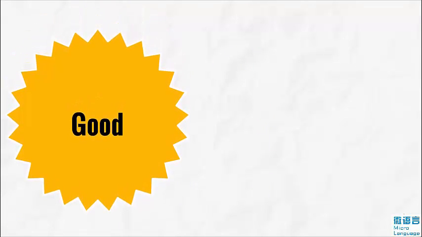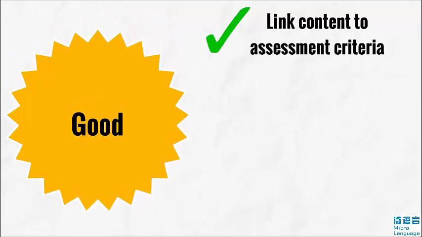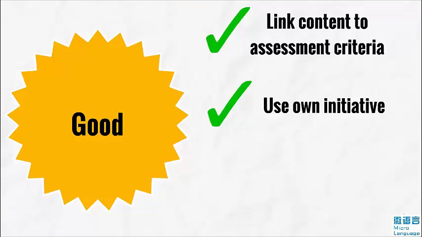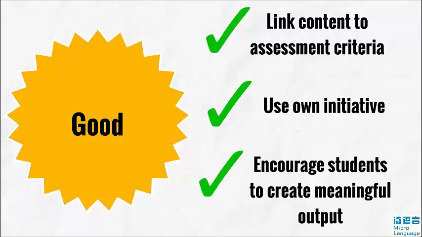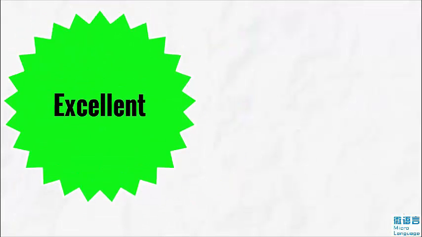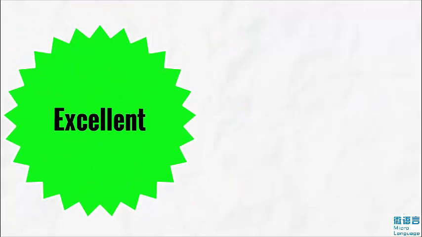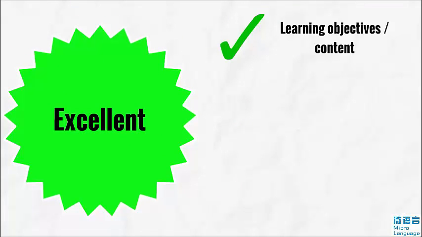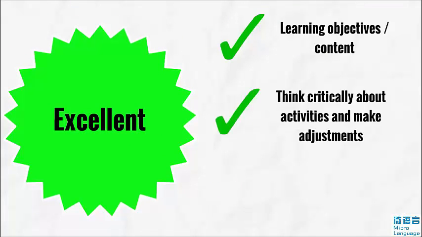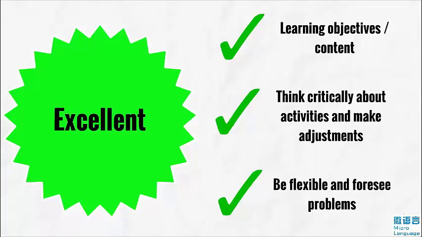A good teacher will expand on these points and be able to link the content to the assessment criteria. They'll be able to use their own initiative to encourage the student to use what they've learned in the class and be able to create meaningful output with it. An excellent teacher will make a connection between the learning objectives and the content. They'll be able to think critically about the activities and be able to foresee any problems that may interrupt the learning process.